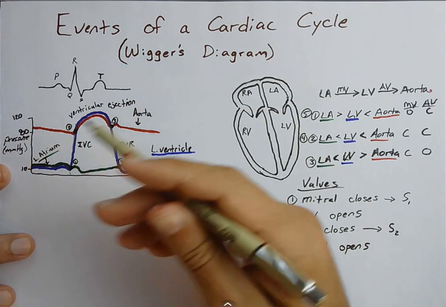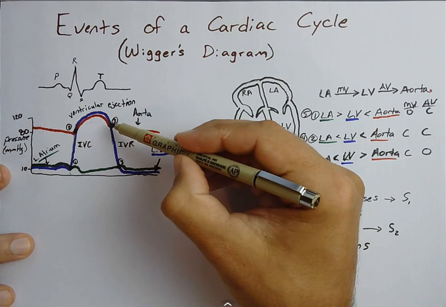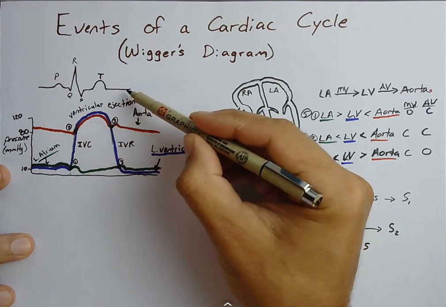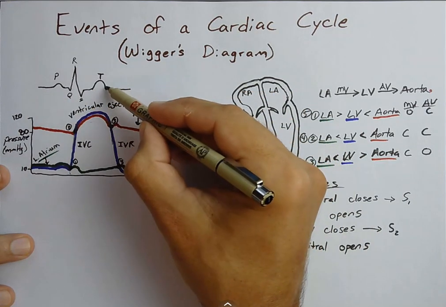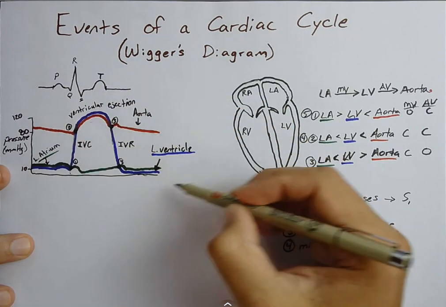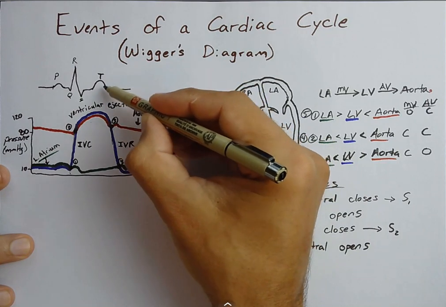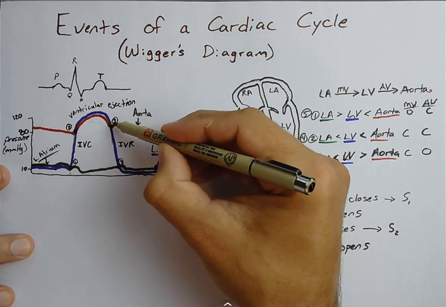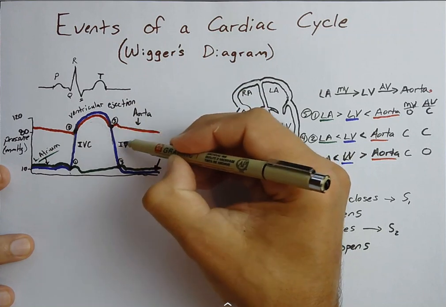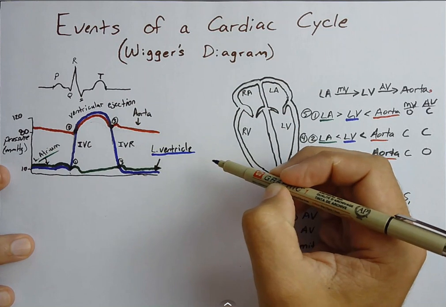Finally, though, once they repolarize, they're going to start to relax. And that's what's going on in the TP. From the end of the T wave to the beginning of the next P, we're going to have diastole occurring. And during the very beginning of that portion right here, that is when we get the IVR. That is isovolumetric relaxation as it relaxes.